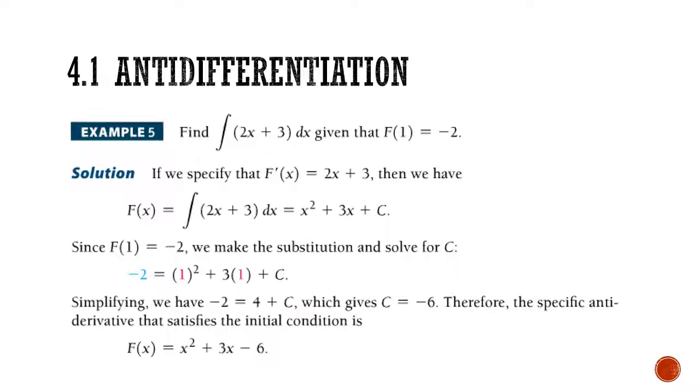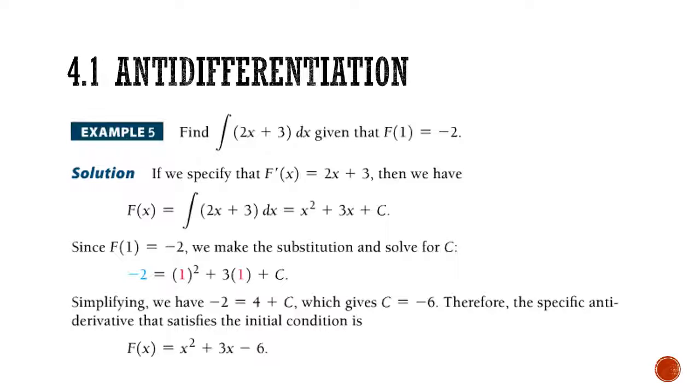Okay, so the antiderivative is x squared plus 3x plus c. So our equation is f of x equals x squared plus 3x plus c. Then what we do is we put in 1 for x and -2 for f of x, because that was the initial condition they gave us. And we just solve for c, and we get -6.